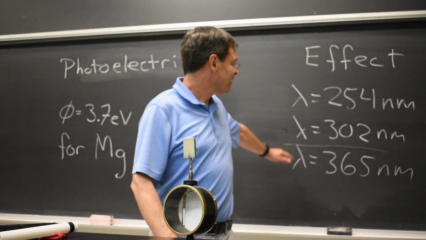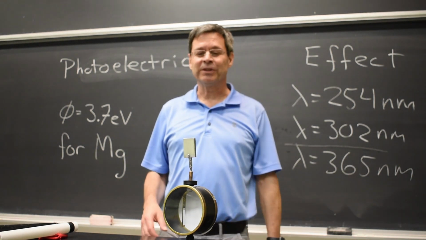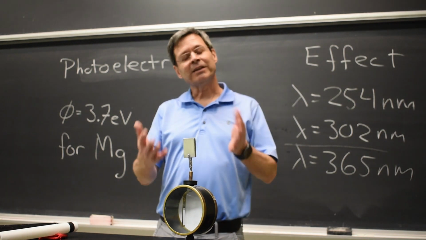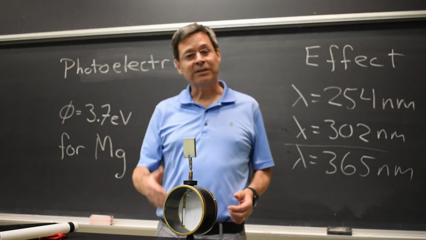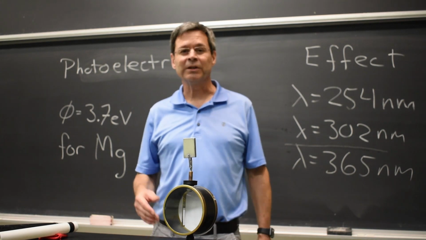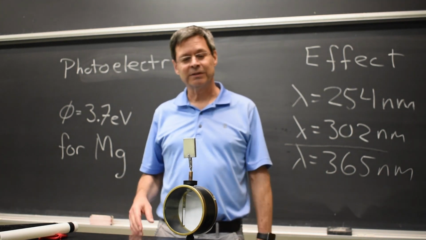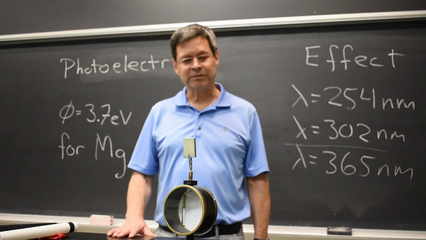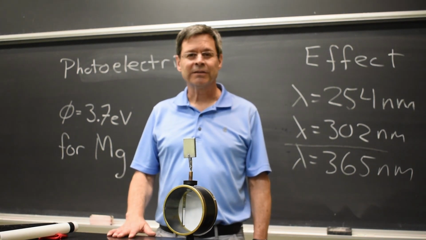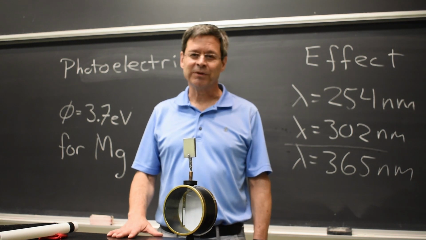So it requires wavelengths that have sufficient energy per photon to kick out the electrons. That energy, that work function, does depend on the type of metal. I'm using magnesium here, but other metals have different values. And you can study that and determine the exact wavelengths that you need. Okay, that ends our demonstration of the photoelectric effect.